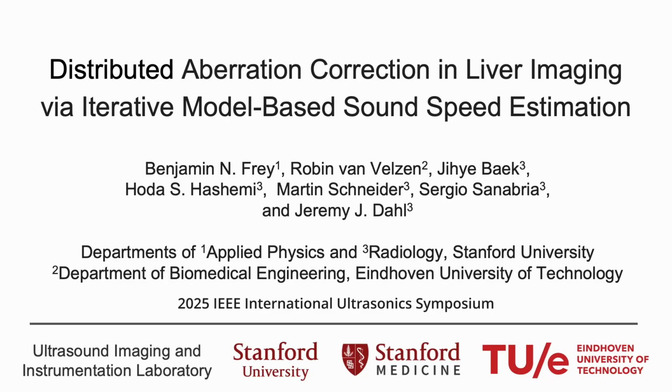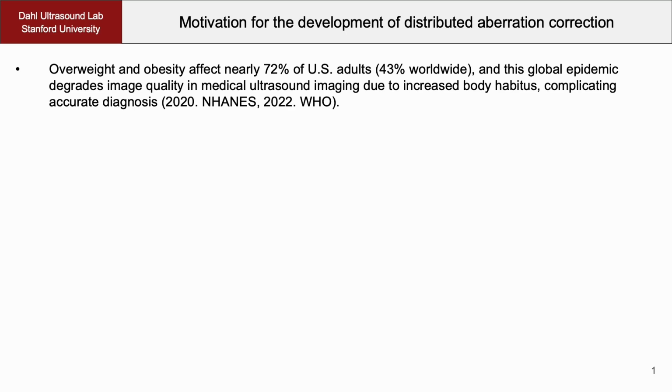I'm a graduate student in the Ultrasound Imaging and Instrumentation Lab at Stanford University, and today I'll be talking about distributed aberration correction in liver imaging via iterative model-based sound speed estimation. One of the main motivations for the development of a distributed aberration correction tool is that overweight and obesity affect nearly 72% of US adults, 43% worldwide, and this global epidemic degrades image quality in medical ultrasound imaging due to increased body habitus, complicating accurate diagnosis.